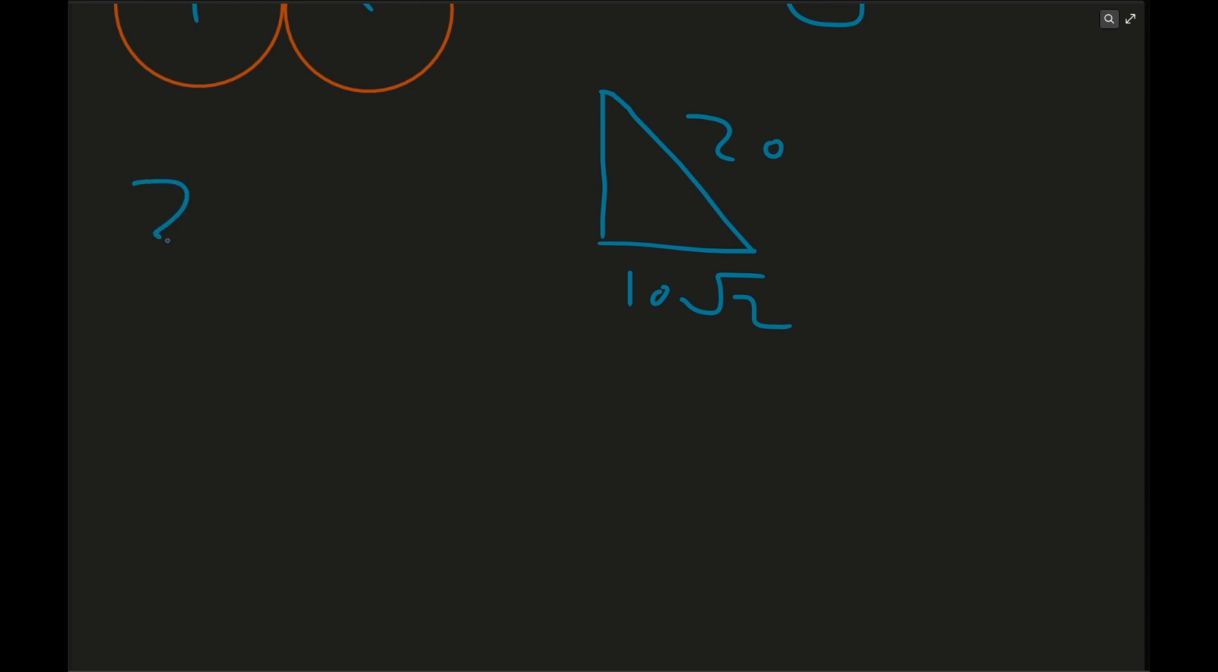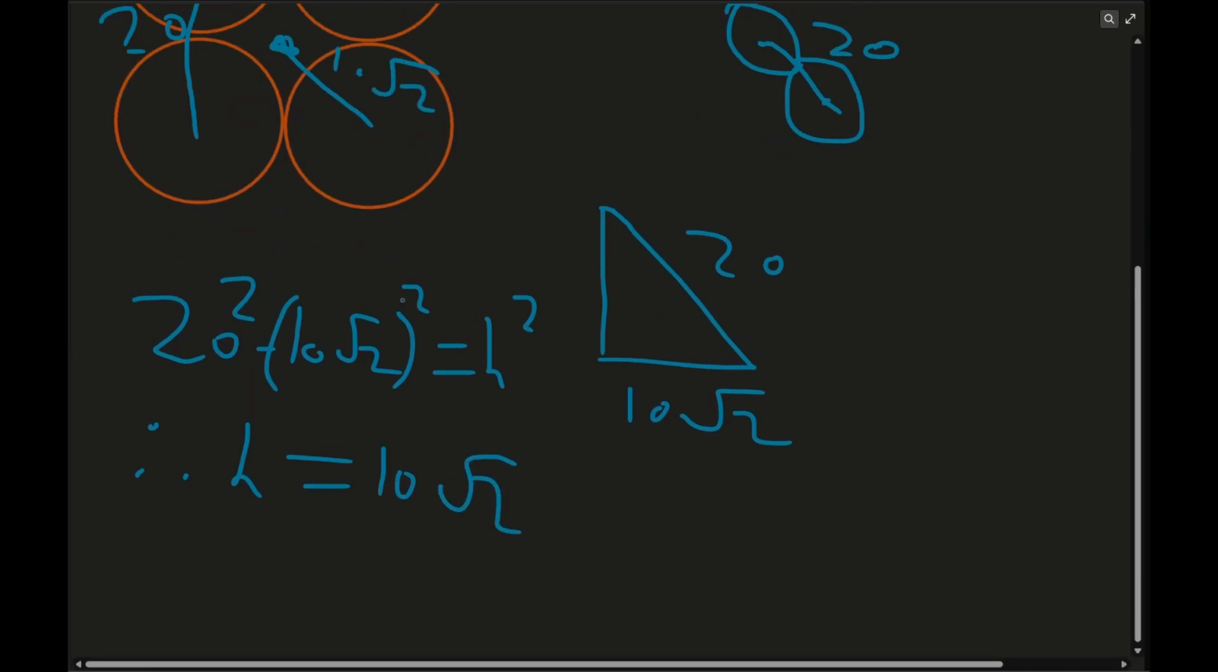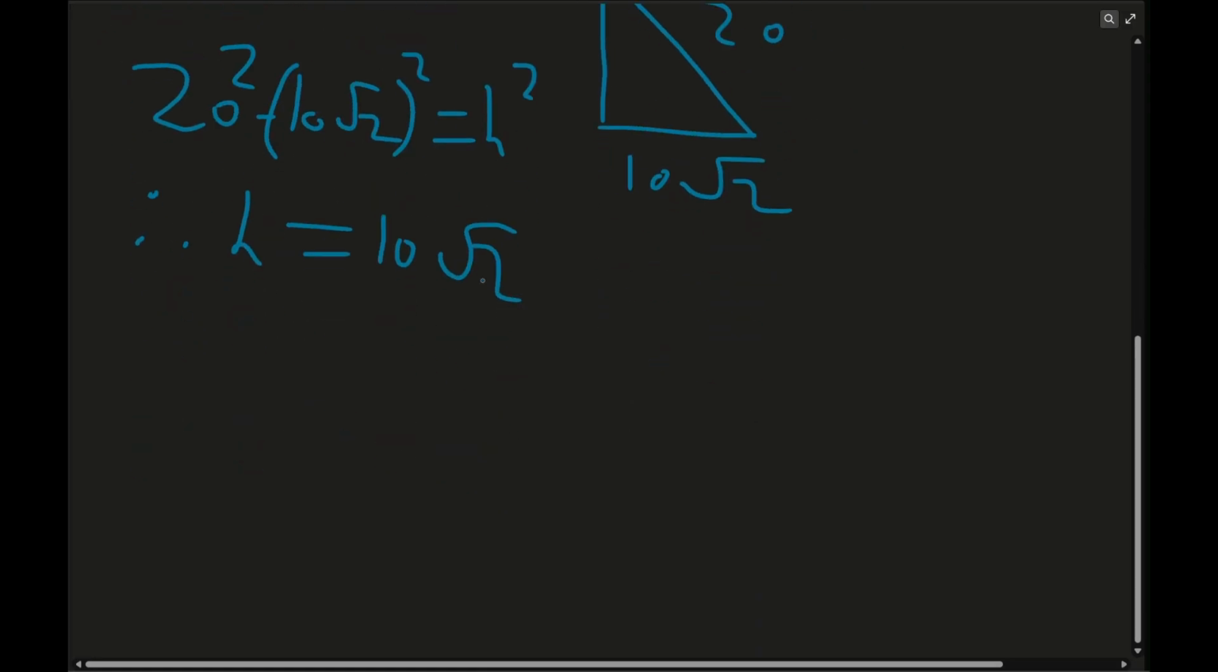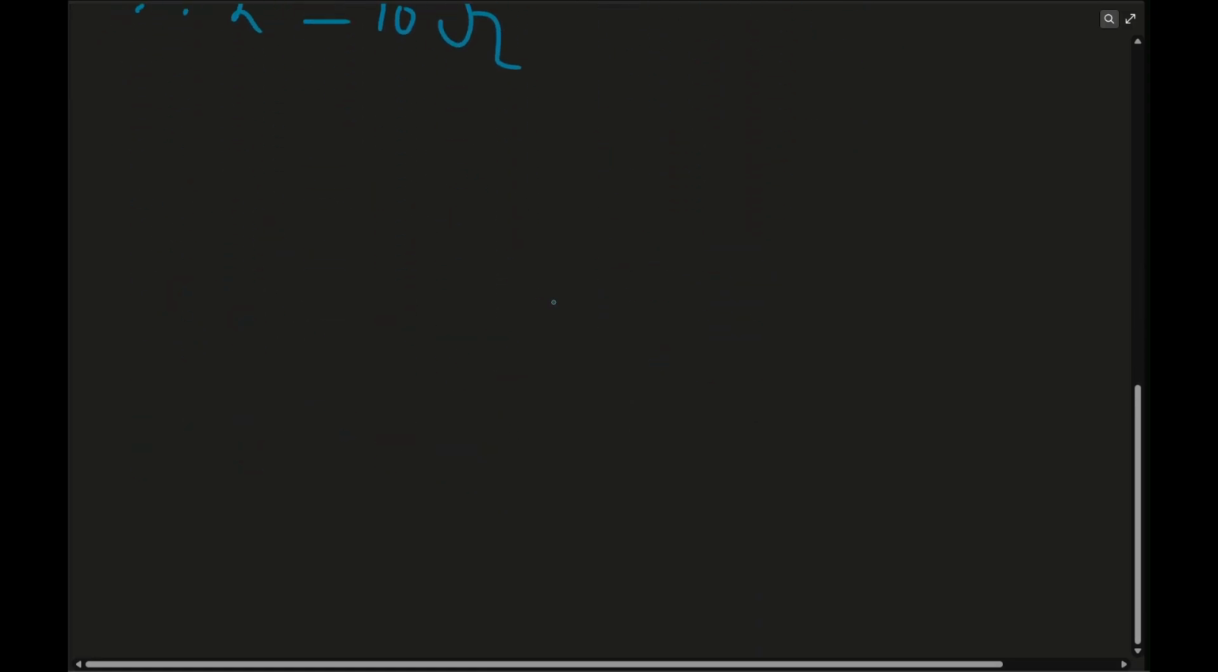From here we do 20 squared minus 10 root 2 squared equals h squared. Therefore, h equals 10 root 2, the same as the diagonal. From here we know there's 10 centimeters to the midpoint of this triangle.